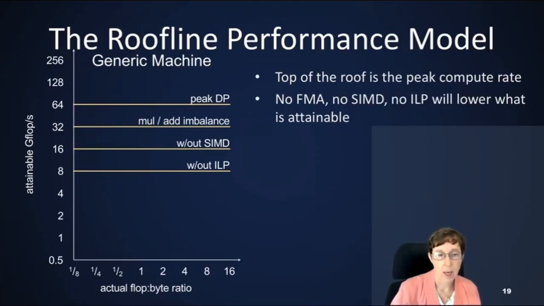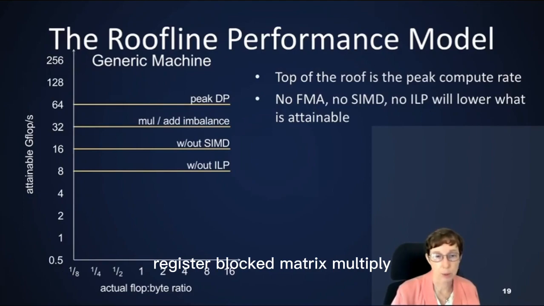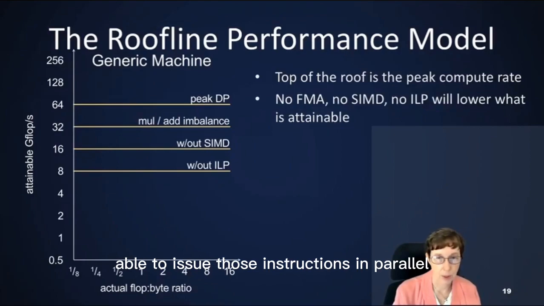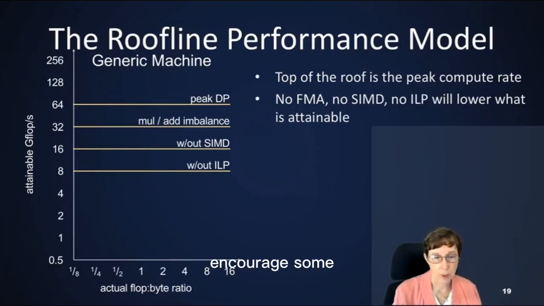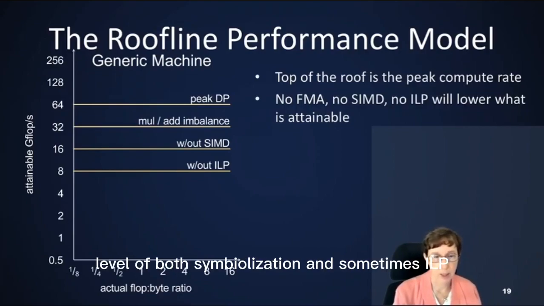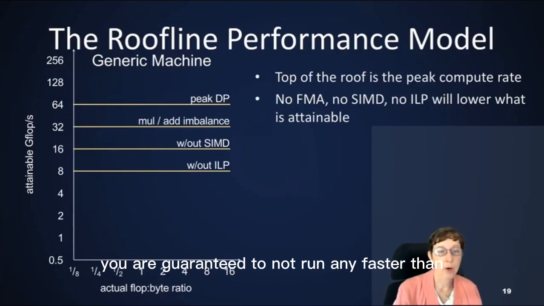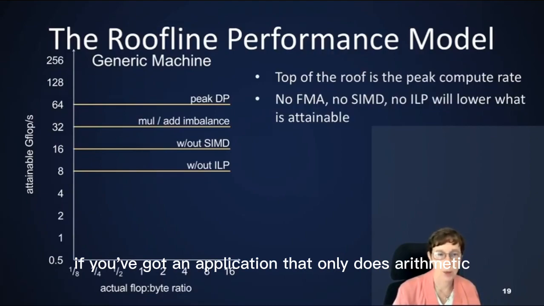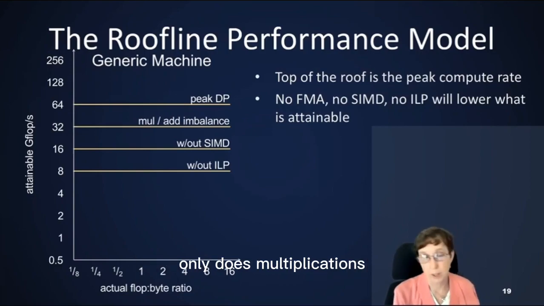And it was one of the things that the compiler was doing in general when you were optimizing your loops for register blocked matrix multiply. I was trying to make sure that it's actually going to be able to issue those instructions in parallel. And you saw that sometimes when you unrolled the loop, for example, you would encourage some level of both vectorization and sometimes ILP, instruction level parallelism. So these roof lines will tell you that you are guaranteed to not run any faster than, for example, this line right here. If you've got an application that only does arithmetic, it only does additions and doesn't do any multiplications, or only does multiplications.